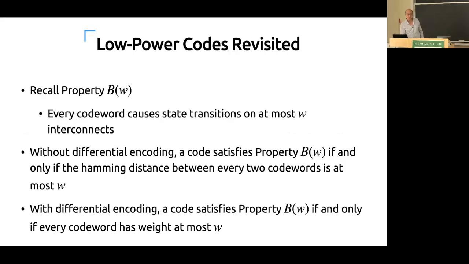So with this, let's revisit low power codes again. Recall property BW, that every code word causes state transitions on at most W interconnects. Without differential encoding, we have seen that a code satisfies property BW if and only if the Hamming distance between any two code words is at most W. That is Kleitman's theorem. But with differential encoding, a code satisfies property BW if and only if every code word has weight at most W.